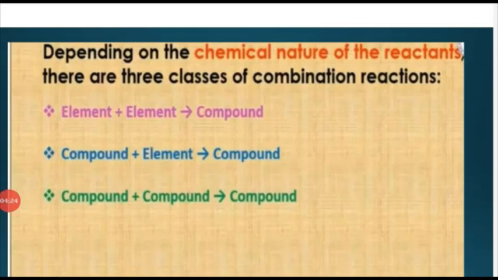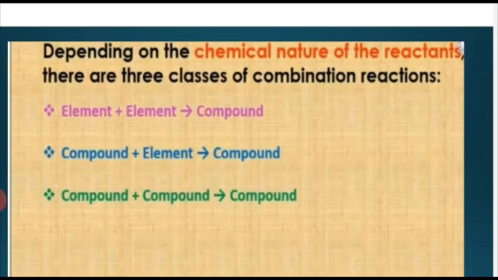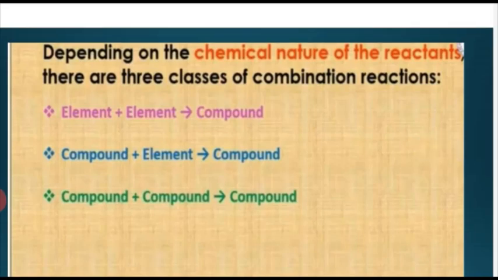Depending on the chemical nature of the reactants, there are 3 classes of combination reactions given. First one, element plus element, which gives compound. Second one, compound plus element, which gives a new compound. Third one, compound plus compound, which gives compound.